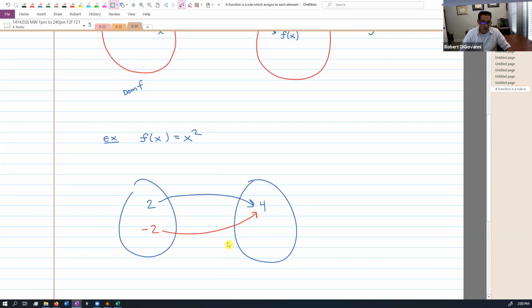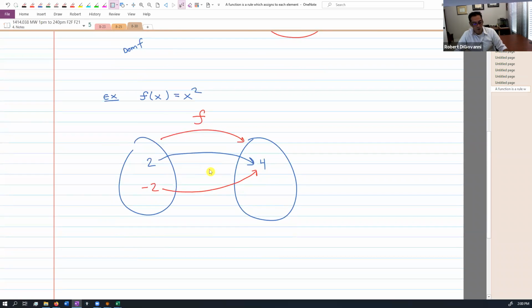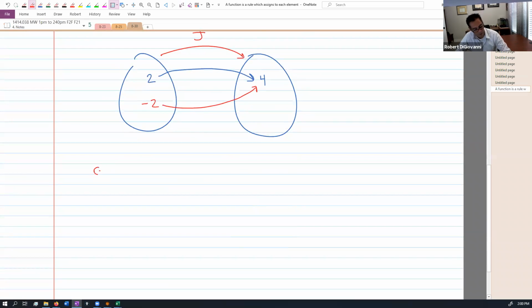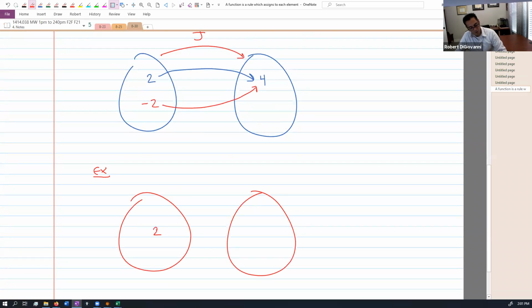So this is a function. Even though these 2 go to the same place, that does not change the fact that it's a function. So this does work. What you cannot have is this. If I told you that 2 goes in and it spits out 4, and it also spits out -4, this would fail to be a function.